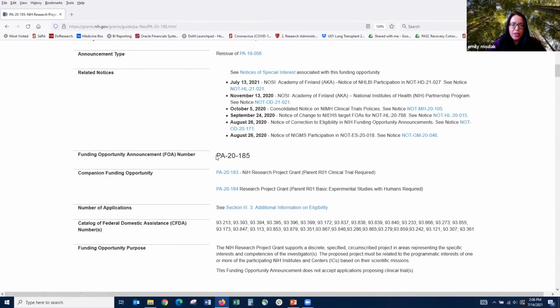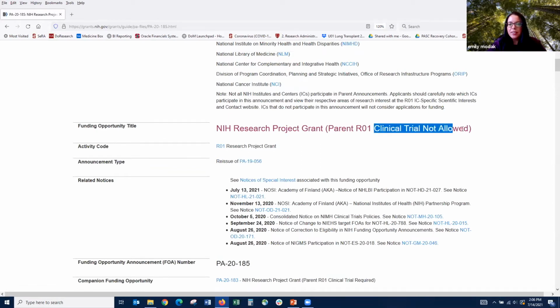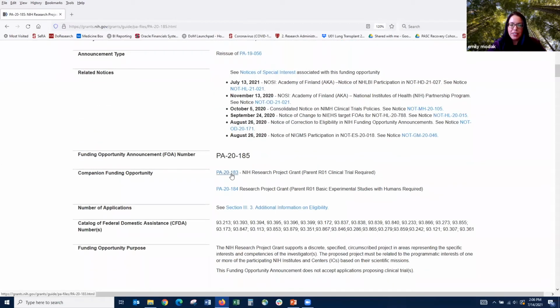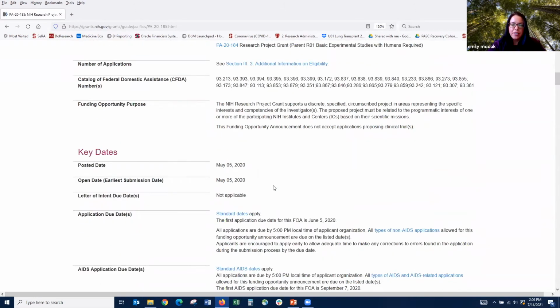So if you scroll down through here, here's the funding opportunity number. And I want to point out, this one says clinical trial not allowed. So again, if your PI starts talking about a clinical trial, then what you want to do is direct them to this PA-21-83, which is the clinical trial required. They would need to apply for this funding opportunity instead of the not allowed.